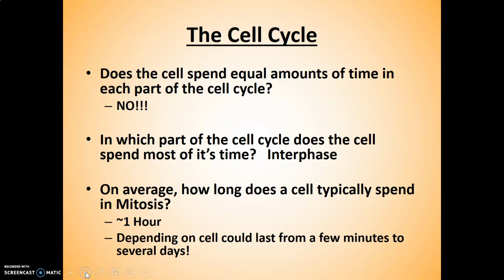So the cell cycle, does it spend equal amounts of time in each part of the cell cycle? No, it doesn't. In which part of the cell cycle does the cell spend most of its time? Interphase. And on average, how long does a cell typically spend in mitosis? It just depends. It could be a few minutes to several days. It just depends on the type of cell that you have.